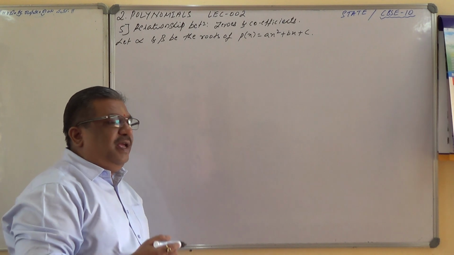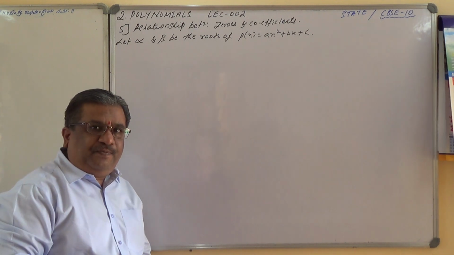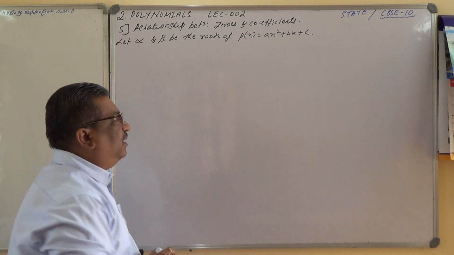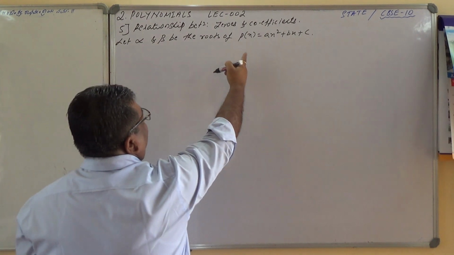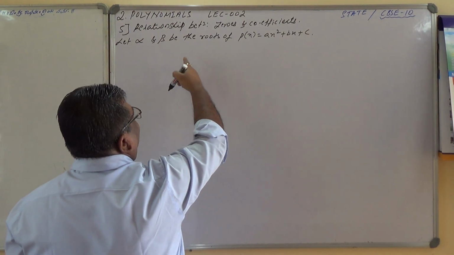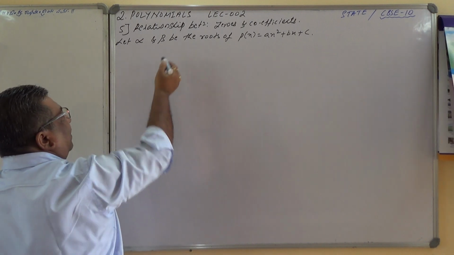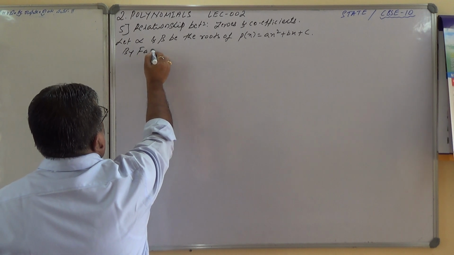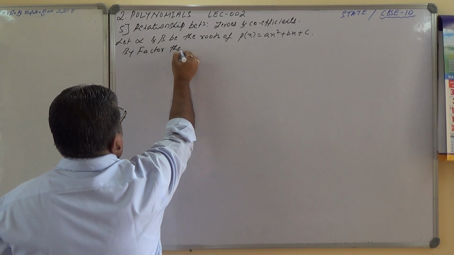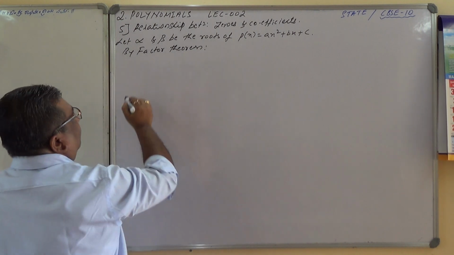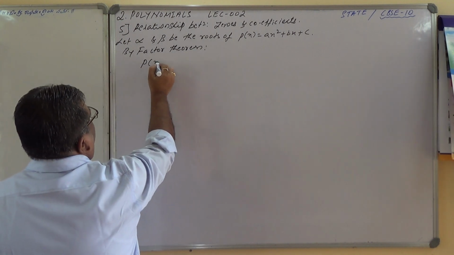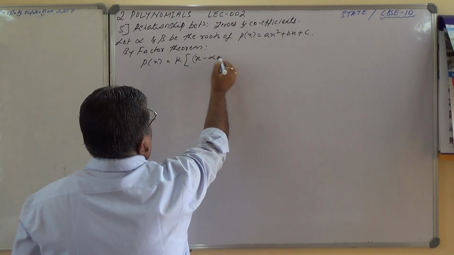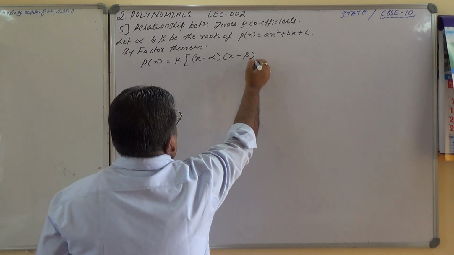If a is a root, x minus a is a factor. If minus a is a root, x plus a is a factor. This you have already studied. And therefore, as alpha and beta are the roots of this given polynomial, the given polynomial can be expressed in terms of alpha and beta by factor theorem. Therefore, by factor theorem, p of x equals k into x minus alpha into x minus beta.